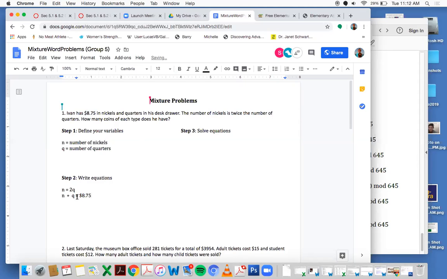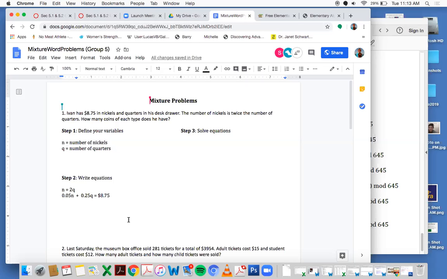But it's not right to write it this way, because N stands for how many coins. You have to take the money value into account. So how much is a nickel worth, and how much is a quarter worth? A nickel is worth 5 cents, right? So we need to put 0.05, because that's 5 cents. And a quarter is worth 25 cents, so we need to put 0.25 in there. These are my two equations, and now we want to solve it.